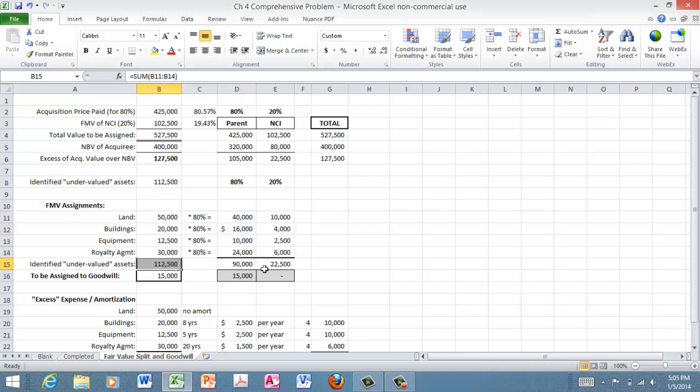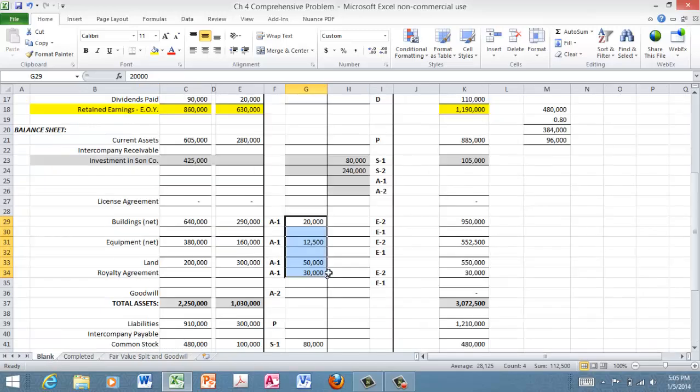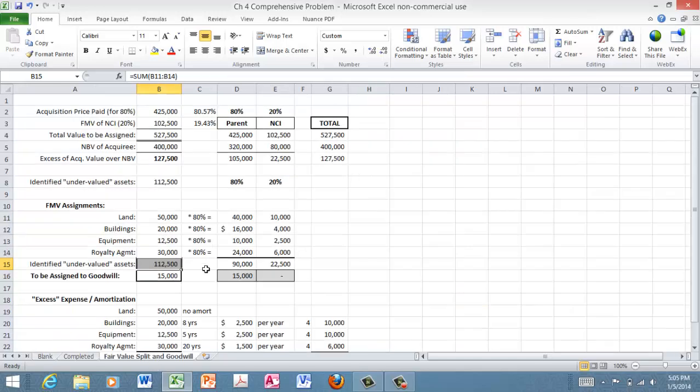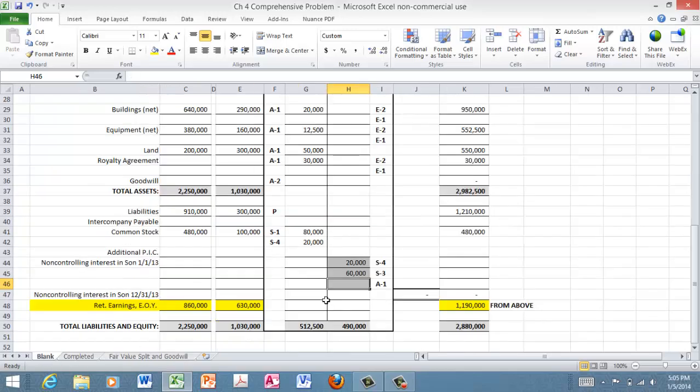Now we're going to have to split that between the parent company and the non-controlling interest. So the $90,000 obviously went to our investment account when we bought this 80% share. So we've got to credit the investment for $90,000. Now I'm not in balance, okay? Why am I not? Because the amount that is attributable to the non-controlling interest is $22,500. I need to put that over here in my non-controlling interest section. So we'll put the 22,500, and you'll see that causes us to be in balance here on our consolidating entries.